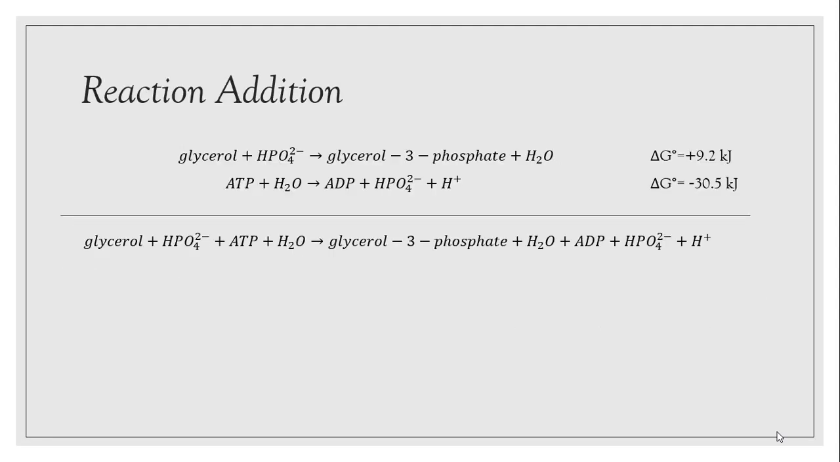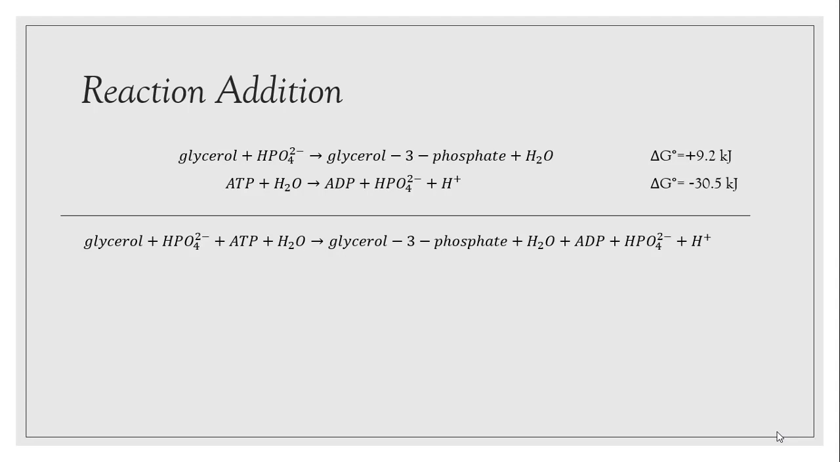To add the reactions, we want to add all of the reactants and all of the products. Here for reaction A, we add glycerol and hydrogen phosphate, and for reaction B, we add ATP and H2O to get the reactants for the total reaction. The total reaction has glycerol plus hydrogen phosphate plus ATP plus H2O.